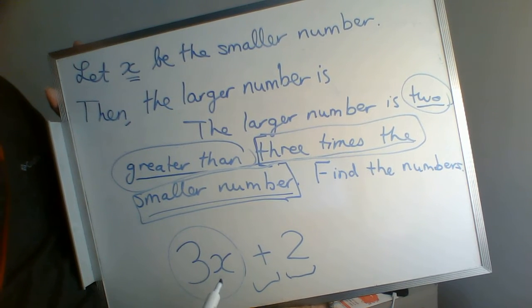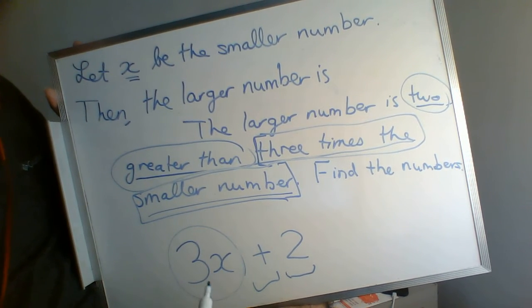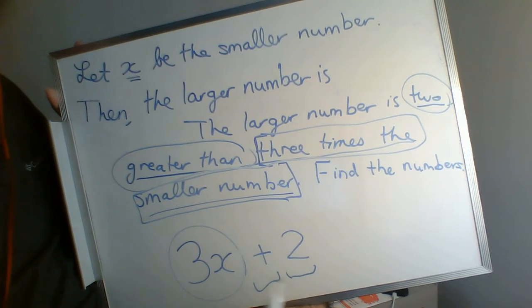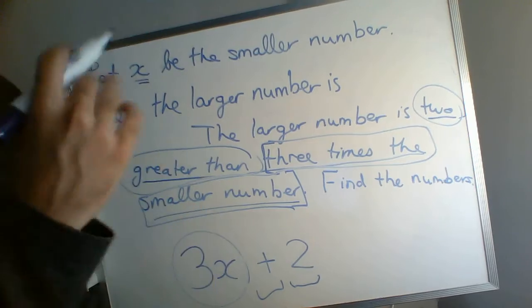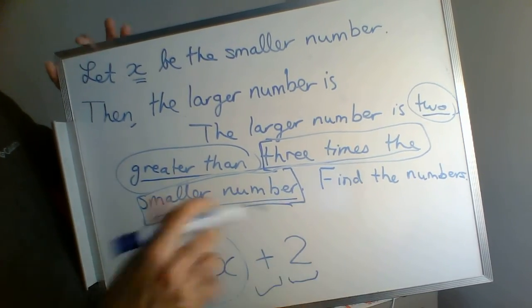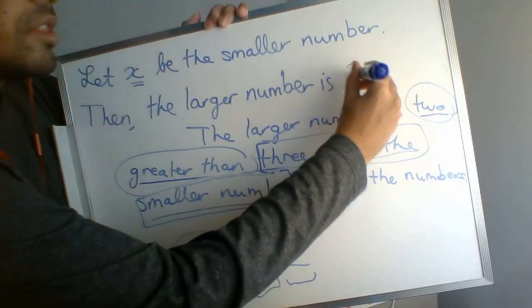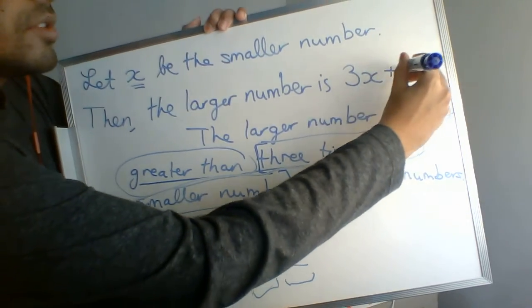Now if the smaller number is x, then 3x is going to be 3 times the smaller number, and then it's 2 units bigger than that. It's 2 numbers higher, right? So then we can say that the larger number is 3x plus 2.